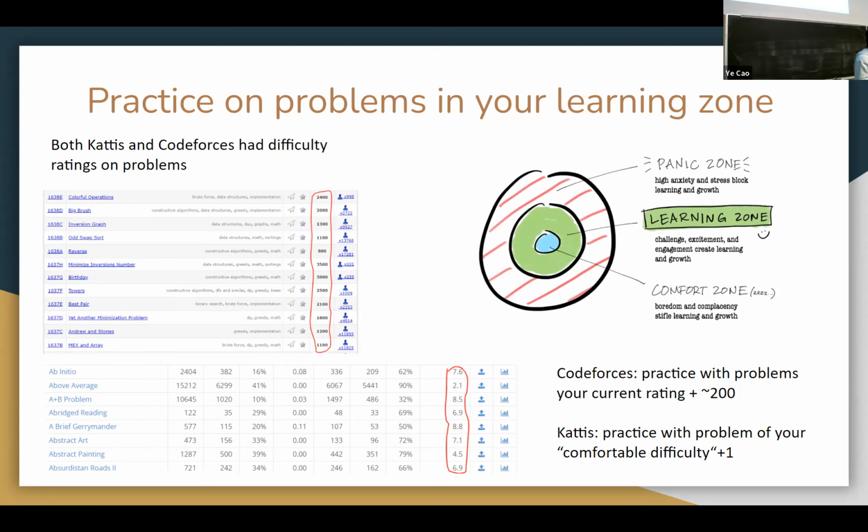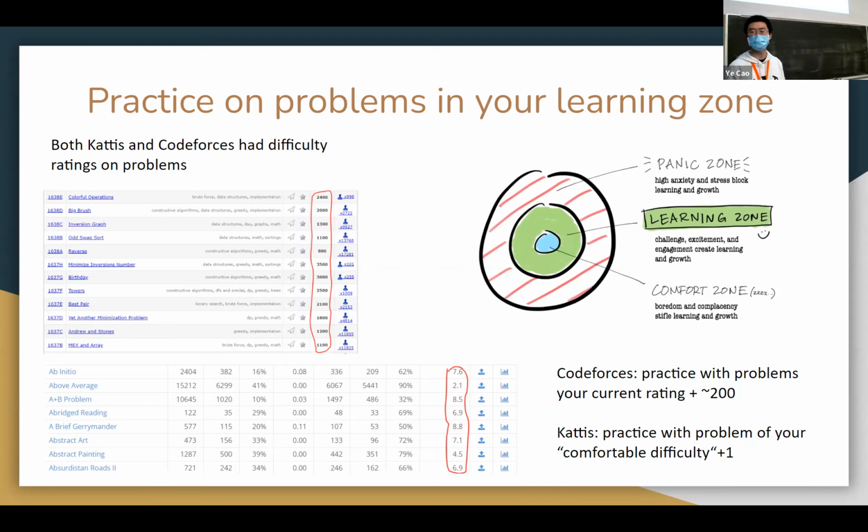And one tip I want to bring up on how to identify your learning zone is by looking at the problem difficulty. For example, Codeforces has the classic rating of the problem. That's what Codeforces uses. If you're practicing on Codeforces, try to practice with problems of your current rating plus about 200. That's from personal experience about where your learning zone is going to be.